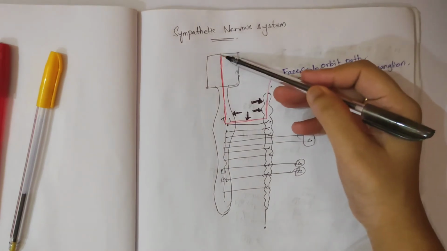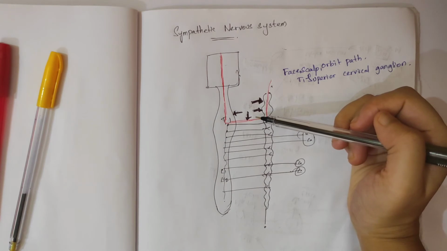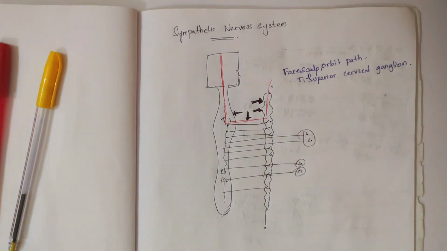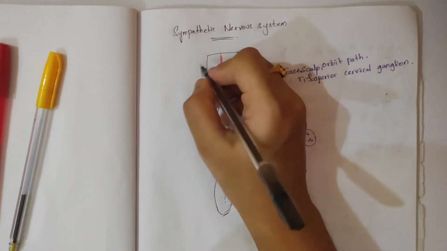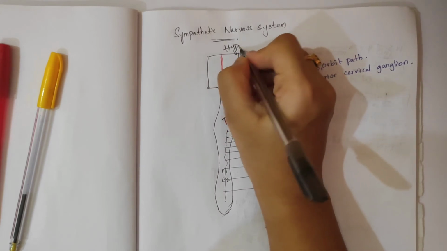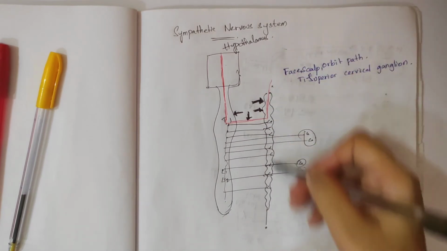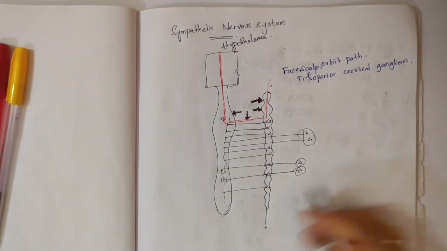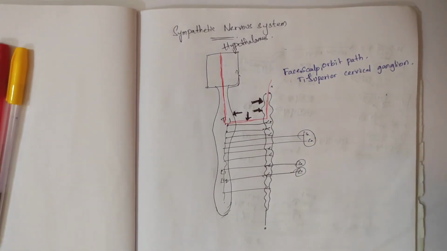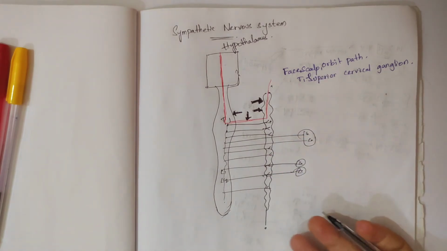So you might be thinking what these red color structures here are. I told you that it is DHT, descending hypothalamic tracts. So yeah, what controls here is the hypothalamus. And this structure you can see here is the paravertebral chain ganglion. We can tell it as a sympathetic chain ganglion actually.